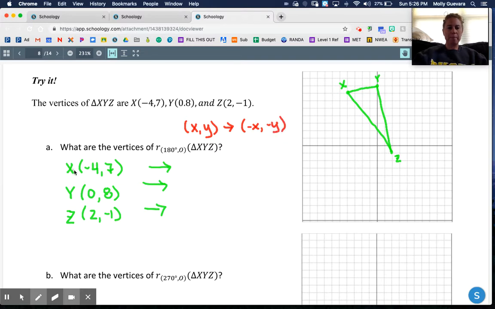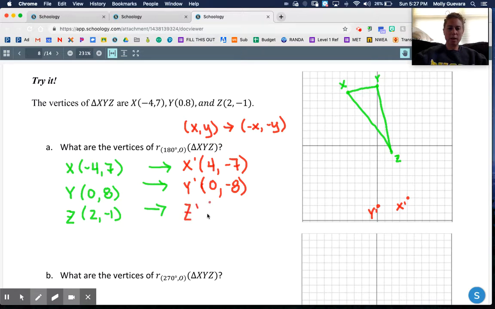Okay, so here, x prime is going to be negative 4 times negative 1, which is 4, and 7 times negative 1, which is negative 7. So positive 4, down 7: 4, 5, 6, 7. And that's going to be my x prime. For y prime, it's going to be the same thing. 0 times negative 1 is still 0. 8 times negative 1 is negative 8. So this is going to be down here, 8. So this is going to be y prime.